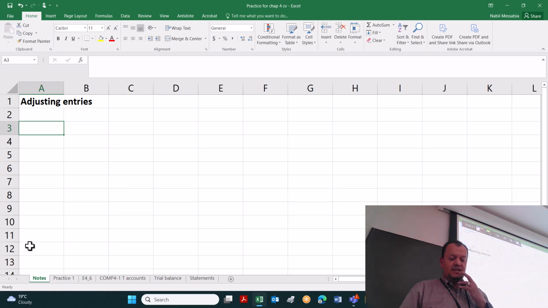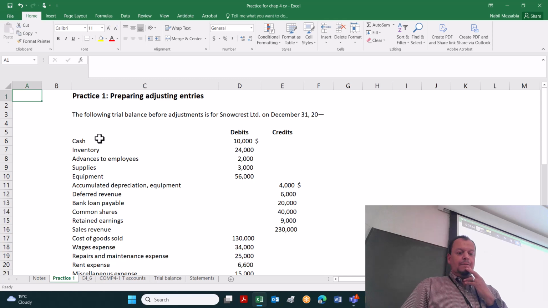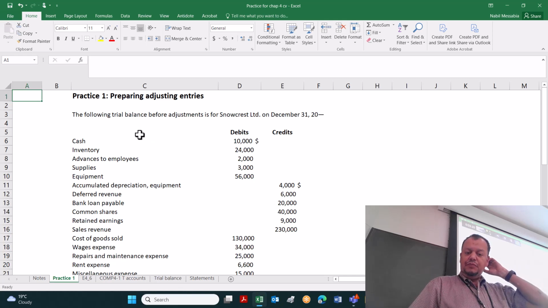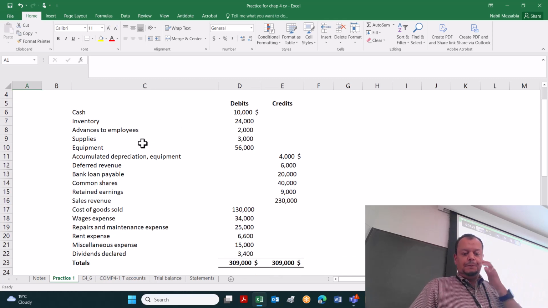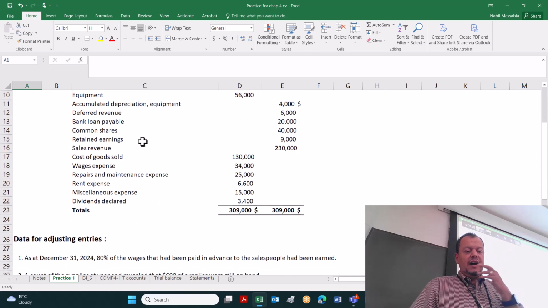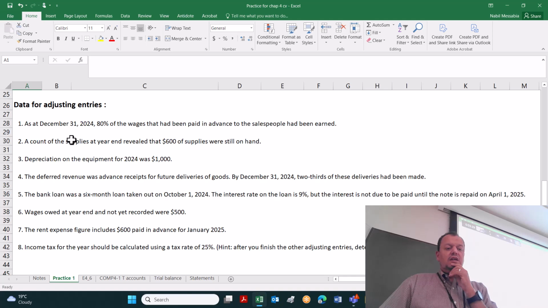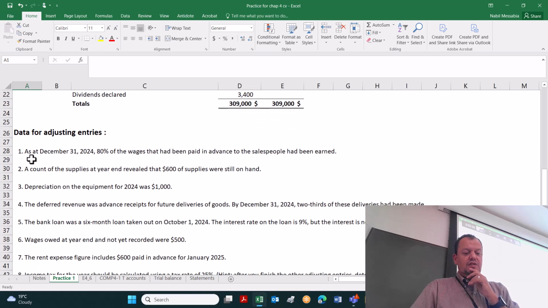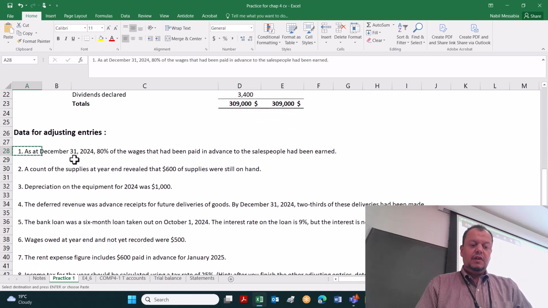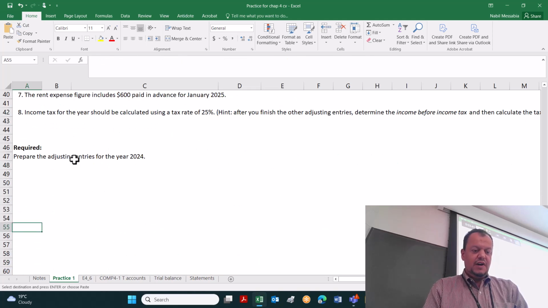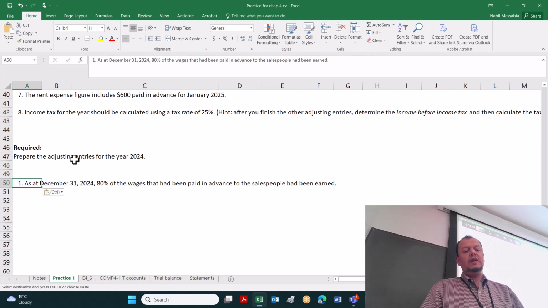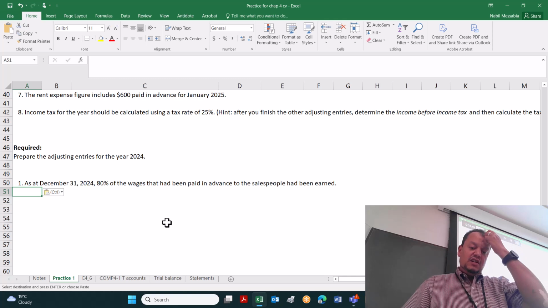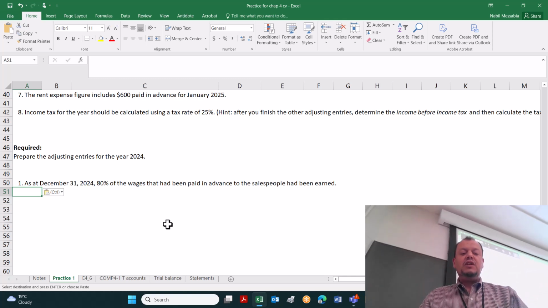Okay, so let's practice this. For example, I have practice number 1. This is an unadjusted trial balance for a company on December 31st. And we have the items, and then we have a list of situations that require adjusting entries. Okay, so let's start with the first one. They say, as of December 31st, the wage that had been paid in advance to the salespeople has been earned. Okay?